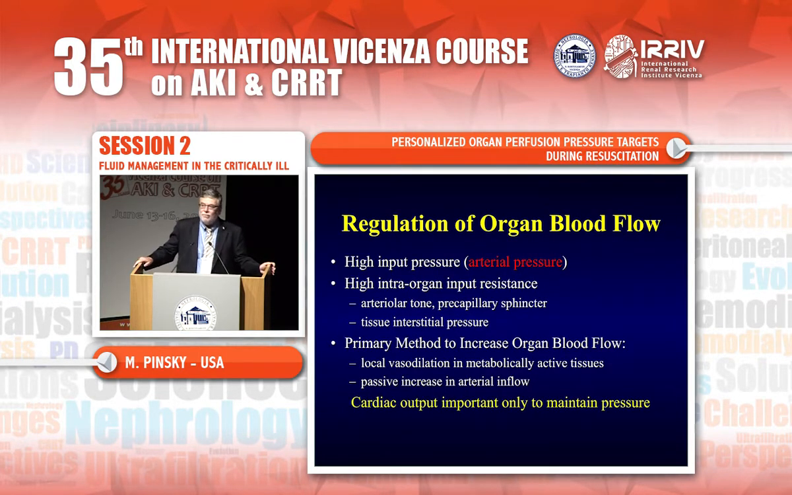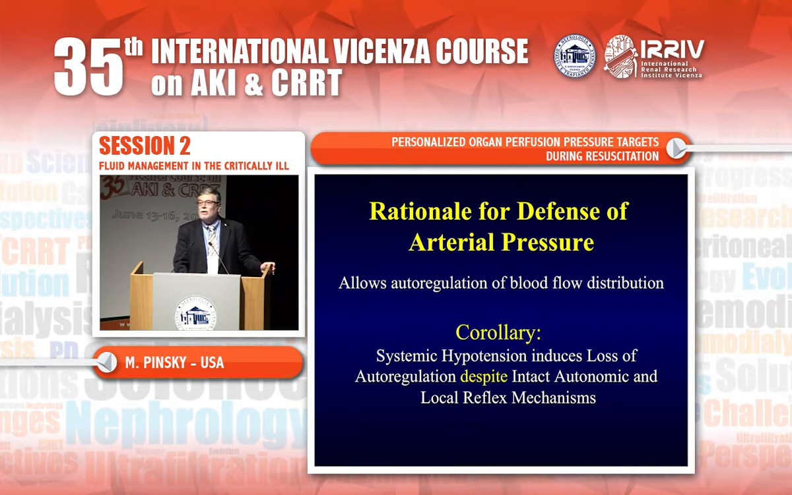So the regulation of blood flow is very simple from a physiologic perspective. We have a very high input pressure. The left ventricle generates a very high pressure into the capacitance vessels in the arterial circuit, and we have a high intra-organ output resistance. And the way in which the body increases blood flow to any given organ is the organ itself dilates to increase the blood flow. And within that context, cardiac output is only important so as to maintain arterial pressure. Therefore, the rationale for the defense of arterial pressure in a patient who becomes suddenly hypotensive is it allows for the autoregulation of blood flow.